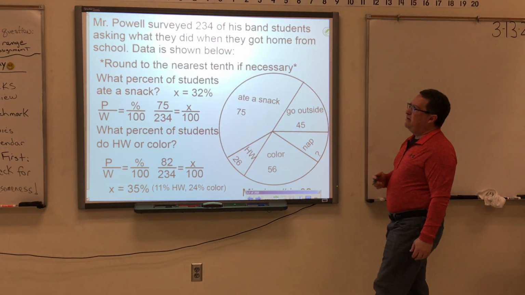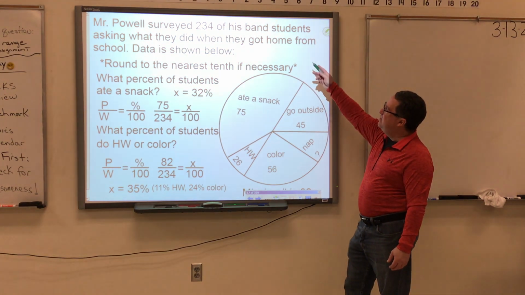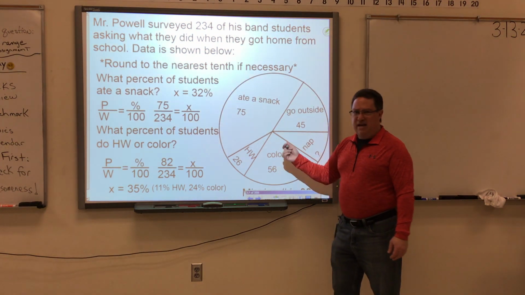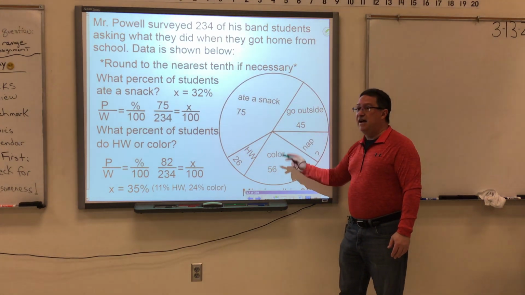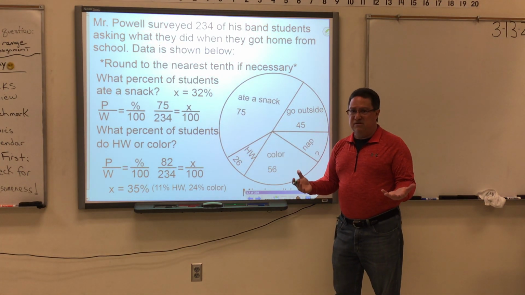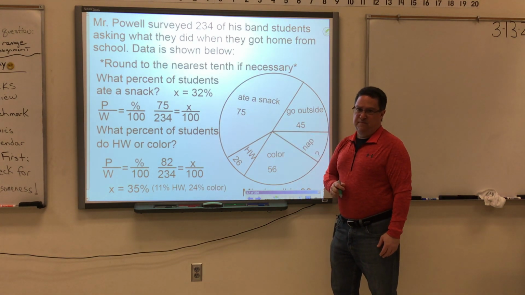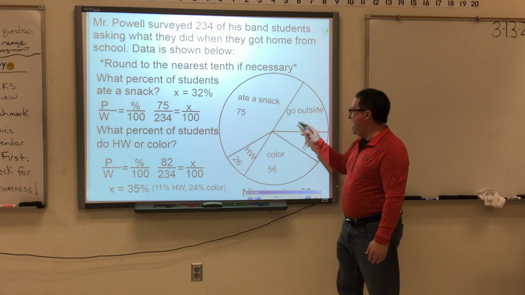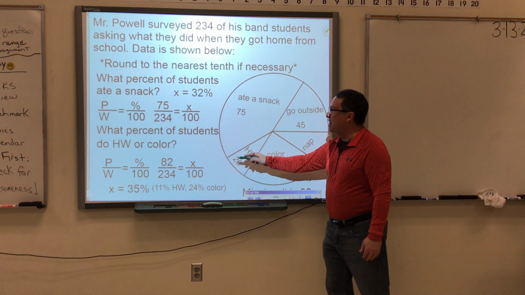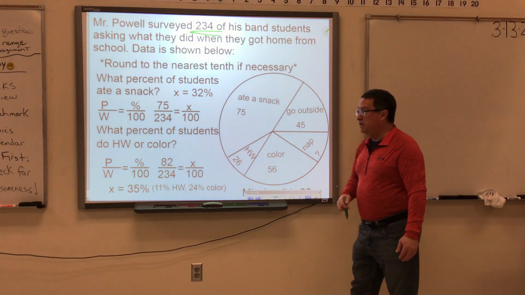All right, so Mr. Powell now surveyed 234 of his band students, asking what they did when they got home from school. Here's the data. You'll notice now, I don't see any percent signs. Why don't I see any percent signs? Because these are now students. This is the second way we use circle graphs. If I added all of these students up, the number I want to get is 234.